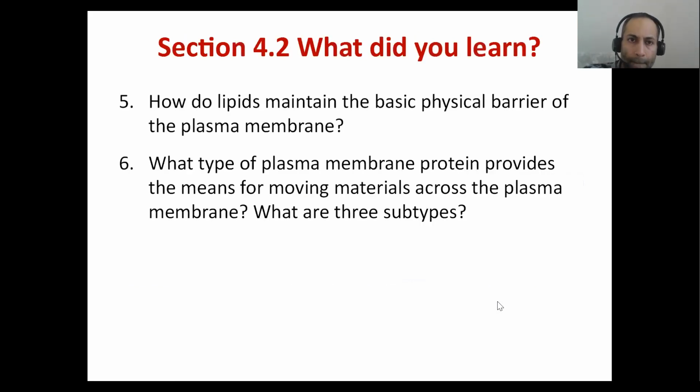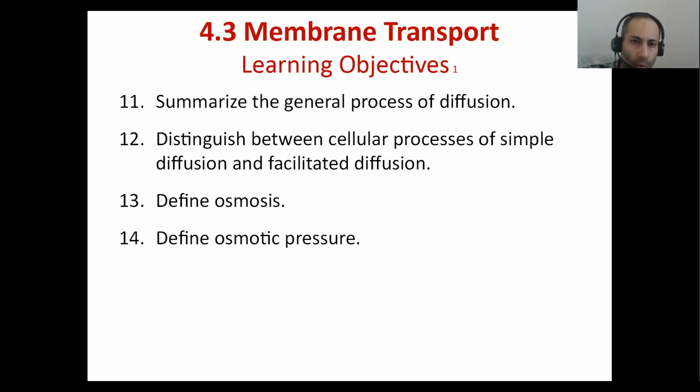Okay. So how do lipids maintain the physical barrier of the plasma membrane? Lipids are not permeable to water. So therefore, water dissolved substances cannot pass across this lipid membrane. What type of plasma membrane protein provides the means for moving materials? Integral proteins. What are the three subtypes? Channels, carriers, and pumps, as we saw in the picture before.